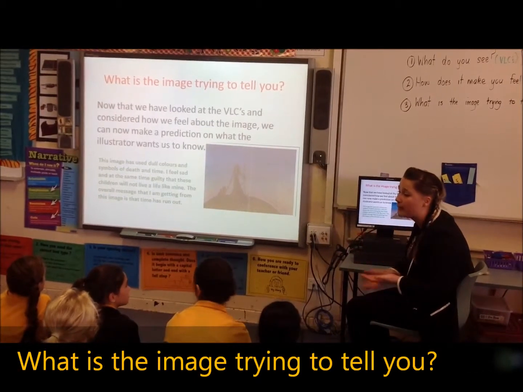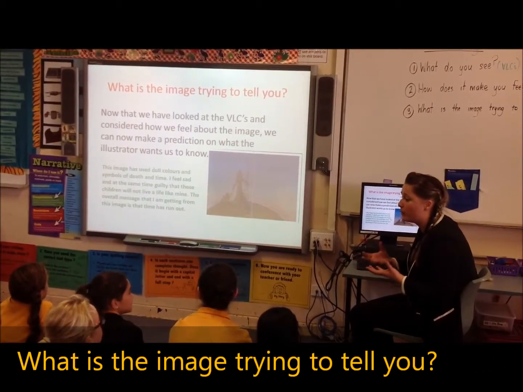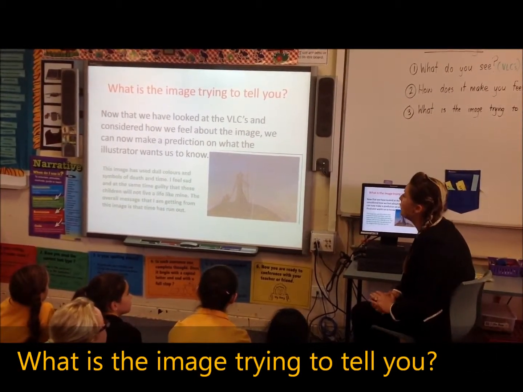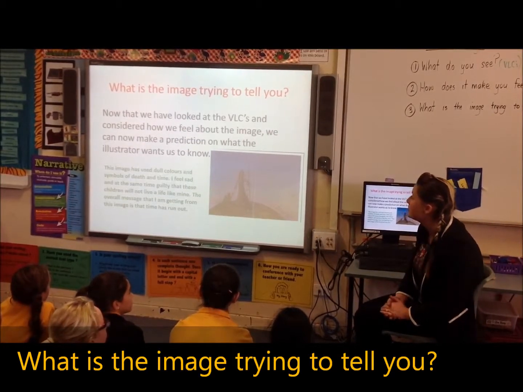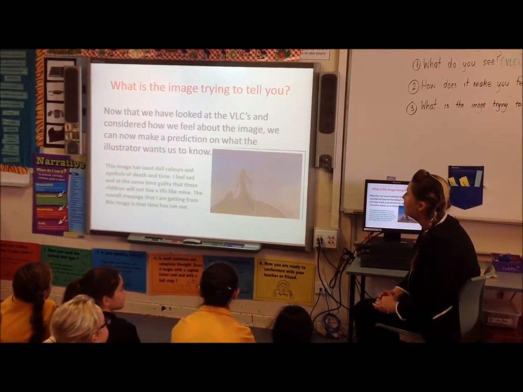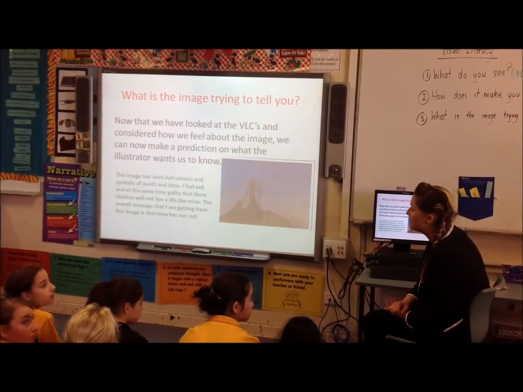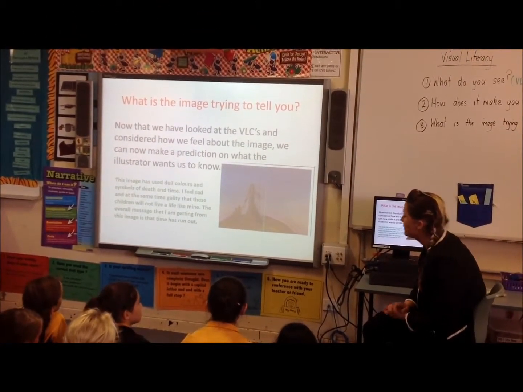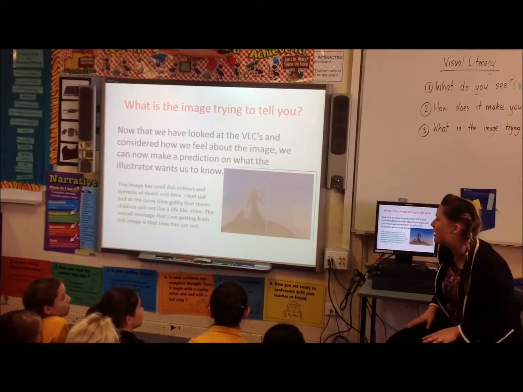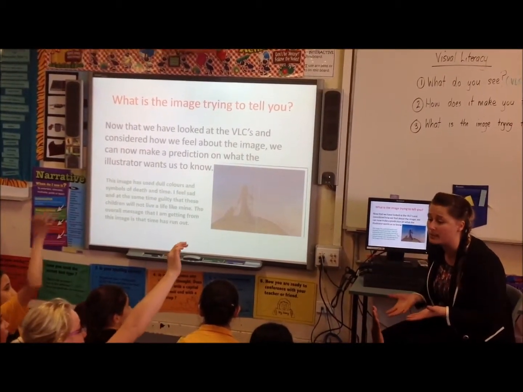Last thing, what is the image trying to tell you? So that's the overall meaning. So at the end of it, that's what we want to come up with. Now that we have looked at the VLCs and considered how we feel about the image, we can now make a prediction on what the illustrator wants us to know. This image has used dull colours and symbols of death and time. So can someone point to something that's very symbolic in this picture?